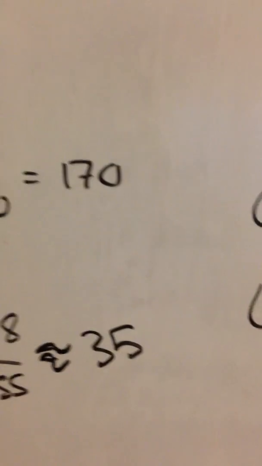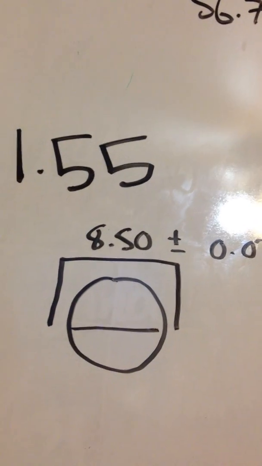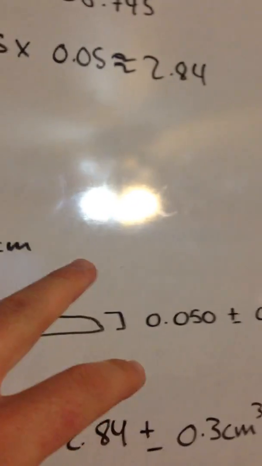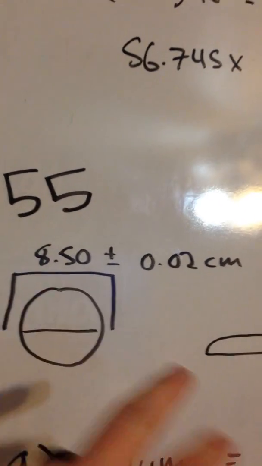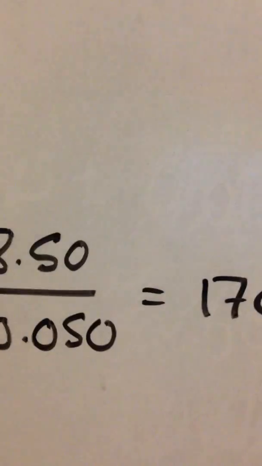Now for part B, we're trying to find the ratio between the diameter of the cookie and the width. With the ratio, we just take this 8.50 and divide it by our width, 0.050, which gives us 170. Now we need to find our error.